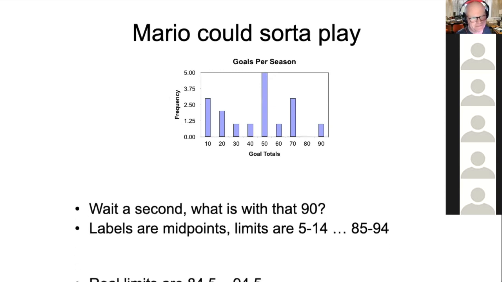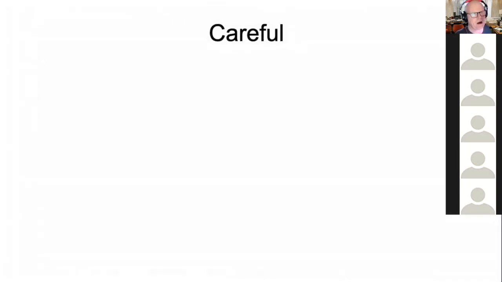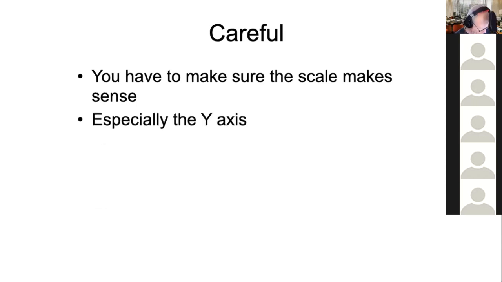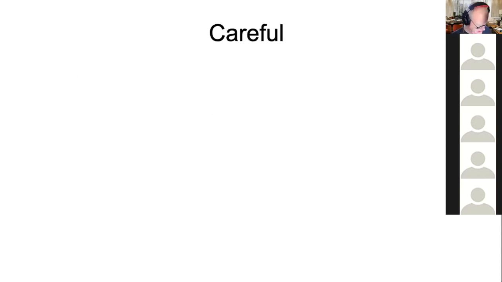So instead, we have to be careful about our y-axis. Make sure our y-axis makes sense. Our scale makes sense. The scale's okay here. The values are a little bit wonky, but the scale's okay. But especially with the y-axis, if the scale doesn't make any sense, you can mislead people. So let's go back so I get some clear space here.